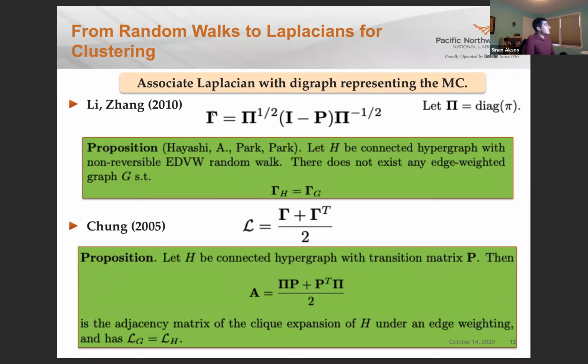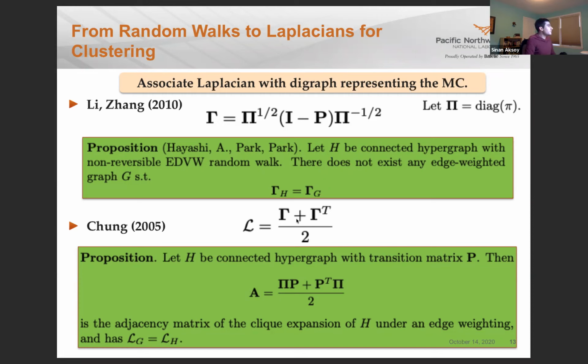Another matrix that we looked at, because this matrix is not a symmetric matrix, so we also wanted to look at a symmetric matrix as well. And another one we looked at was just Chung's normalized Laplacian matrix from before, which is sort of related to Li and Zhang's via this equation. And here we were able to show, and in fact it had already been shown rather, that if you take your probability transition matrix of the hypergraph, you can create an adjacency matrix here that's defined here of the Clique expansion, such that when I apply the graph Laplacian using this matrix, I get the same thing that I get for the hypergraph Laplacian, using Chung's matrix.